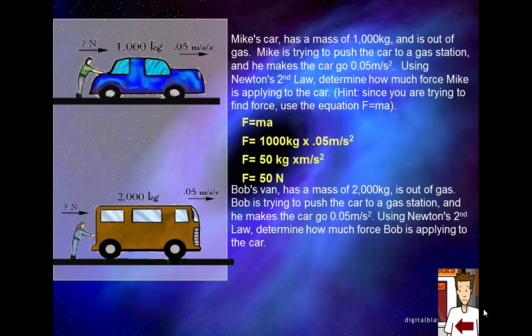Nicholas? 500. No? Emma? 100 newtons? Yeah. Why did you figure that out so quickly? Because the first one was 1,000 and then the second one was double. Yeah, we've doubled the mass, and therefore he would have to use double the force.